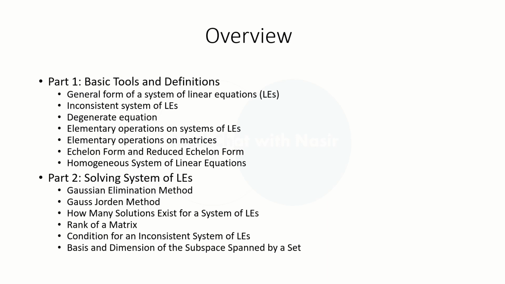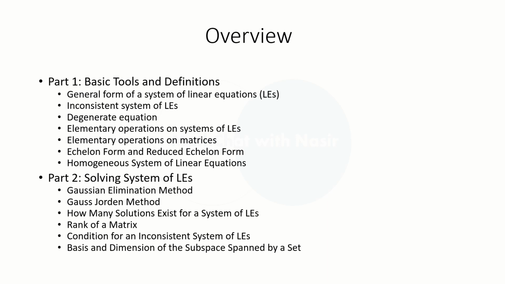I'll talk about the general form and the matrix form of a system of linear equations. Then I'll discuss what is meant by an inconsistent system of linear equations and what is a degenerate equation. After that, I'll talk about elementary operations on a system of linear equations and the echelon form of a matrix. I'll show you how to convert a system of linear equations or a matrix into an echelon form.